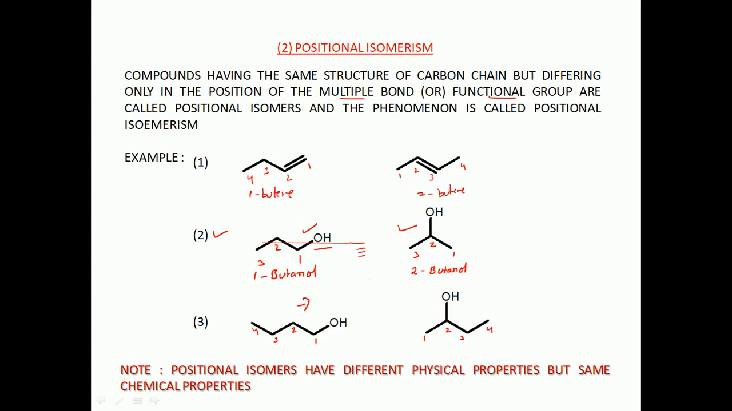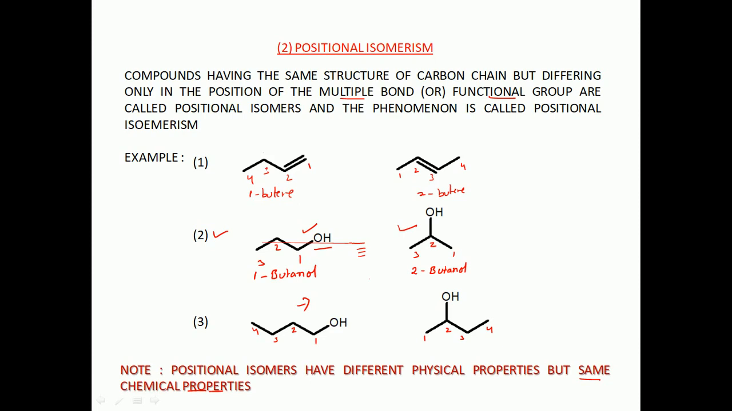Note that positional isomers have different physical properties but the same chemical properties. Why do they have the same chemical properties? Because chemical properties differ only when there is a change in the functional group. Both have the same functional group, and if the functional group is the same, their chemical properties are also the same. But why is there a difference in the physical properties? Because there is a change in the surface area. Here, in the case of this molecule, you have the longest chain. Here the same molecule has a decreased surface area.